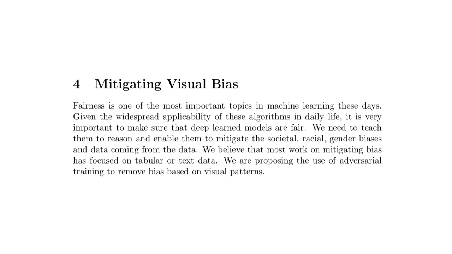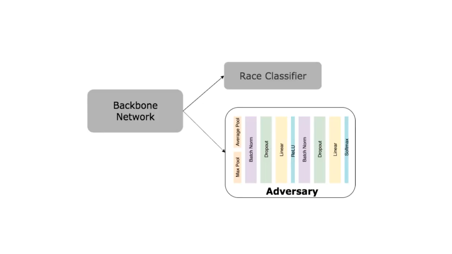Fairness is an important problem to tackle in machine learning right now. However, most methods focus on removing bias, dwell with tabular or text data, and not so much on images. We explore a new method for masking sensitive information from image data to mitigate bias in these models. We achieve this by doing adversarial training with the following architecture. We extract features from a backbone network and combine it with a custom head to perform race classification.